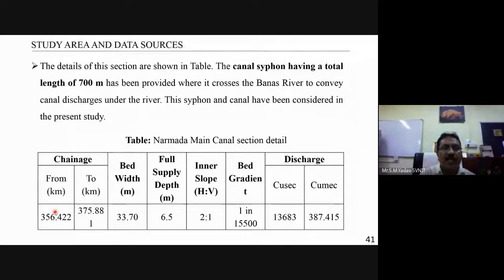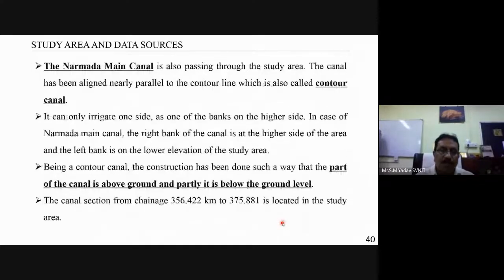There is one canal siphon also, which was made on the Banas river, which allows flood discharge to pass through it, and at that chainage how much flood discharge it can pass is also given here, that is 387 cumec or 13,683 cusec. So Narmada Main canal is perpendicular to the flow of Banas river.